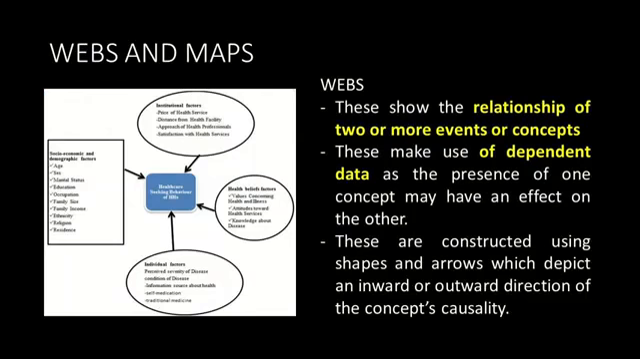Okay, on to the last one. We have webs and maps, and we begin with webs. So, what are webs? Webs show the relationships of two or more events or concepts found in a text.